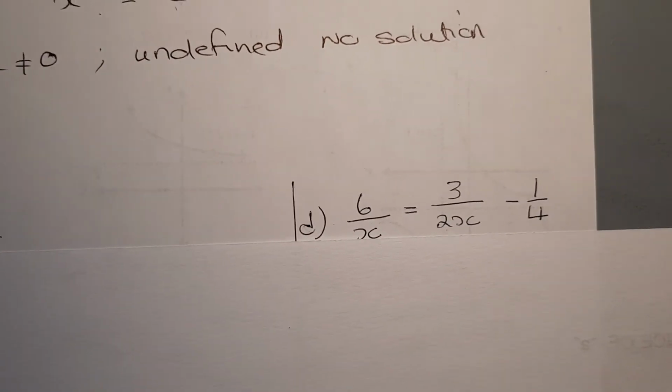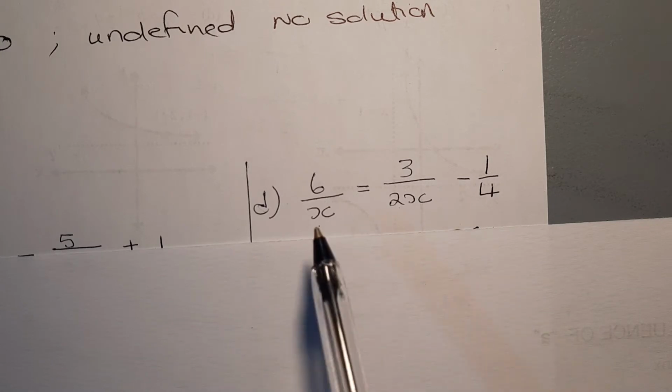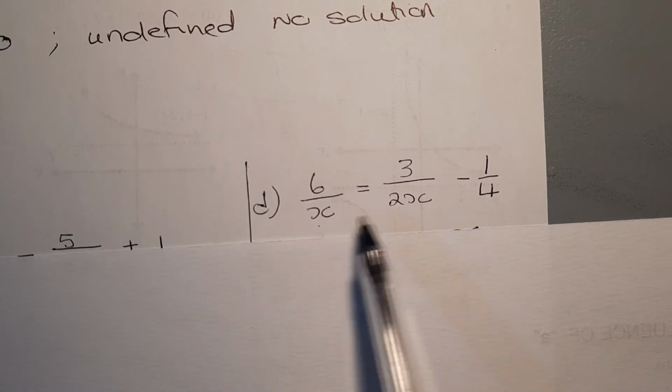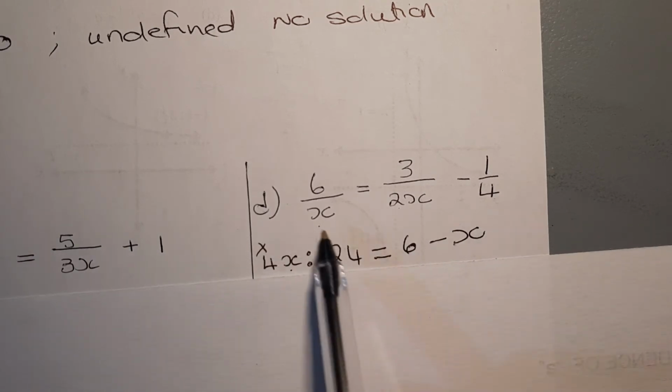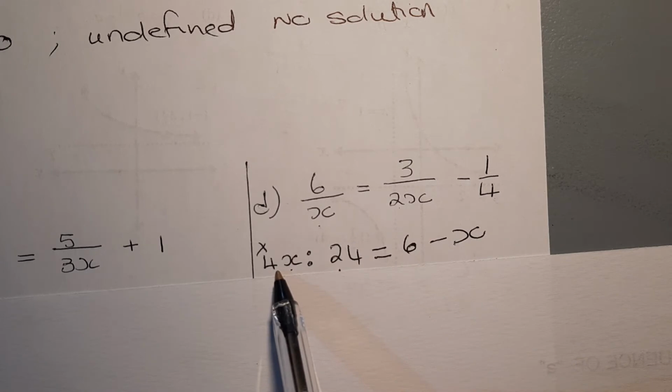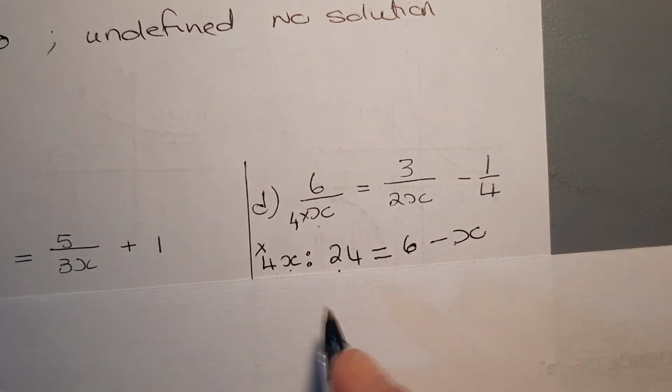I also want to look at D of exercise 5. I've got in the denominator x and 2x and 4. The LCD of 2 and 4 is 4, and then there is an x. So I'm going to multiply right through with 4x. So x goes into 4x 4 times.